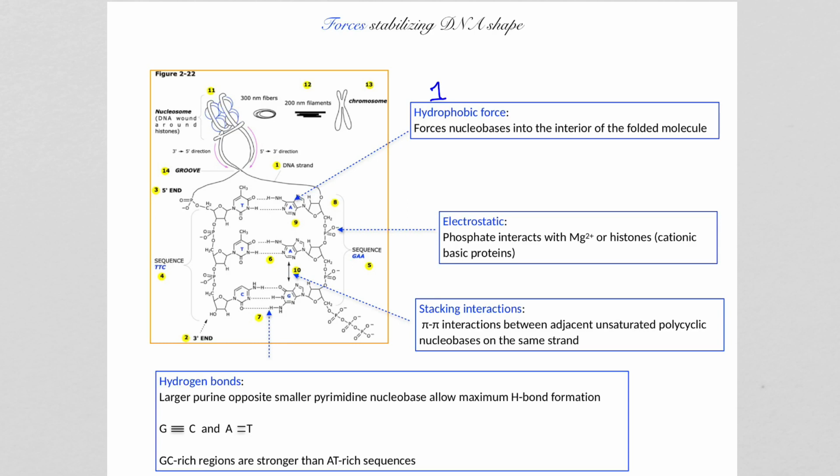So because of these four forces, hydrophobic, electrostatic, stacking, and hydrogen bonding, DNA has a very stable shape. And we'll also talk about these forces under proteins, except for stacking interactions, which we rarely see in proteins. The other three, hydrophobic, electrostatic, and hydrogen bonds, are also very important in stabilizing the shapes of proteins as well as many other biomolecules we find in our body.